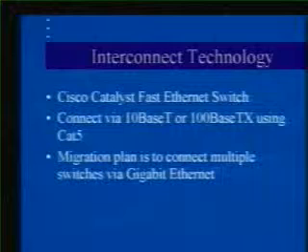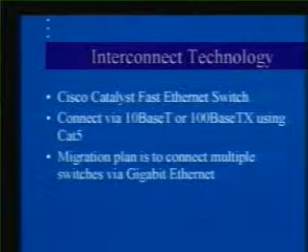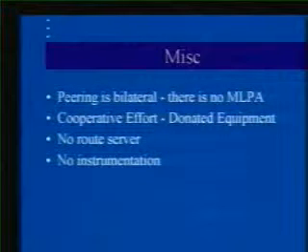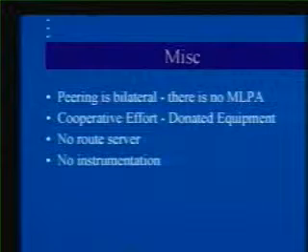Migration plan prior to yesterday was multiple Catalysts chained by gigabit Ethernet, but it looks like someone might be contributing a Cat 5000 for us. Peering is bilateral. There's no MLPA. Amazingly, it is a cooperative effort.